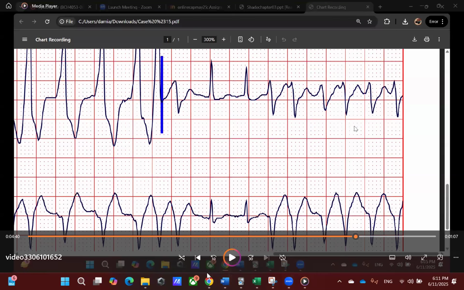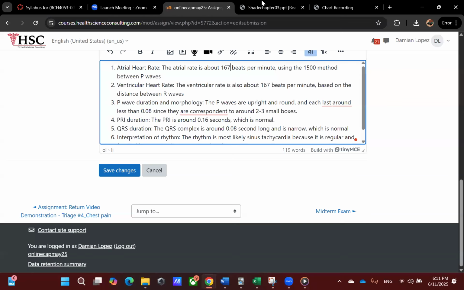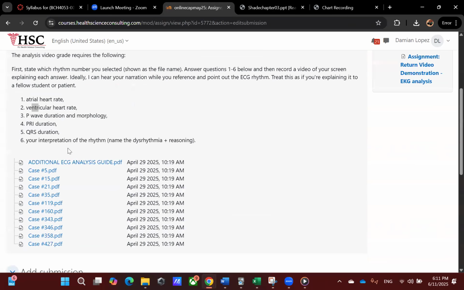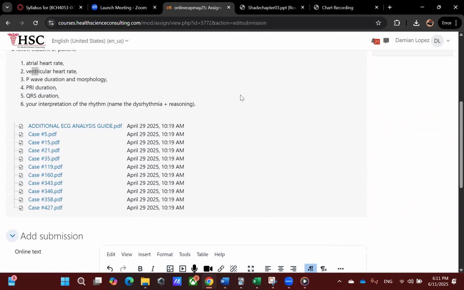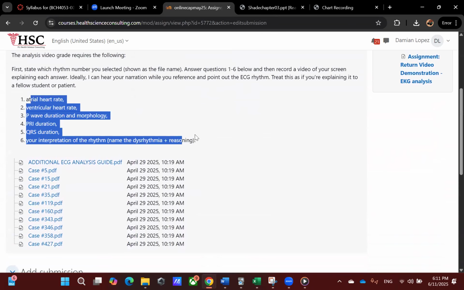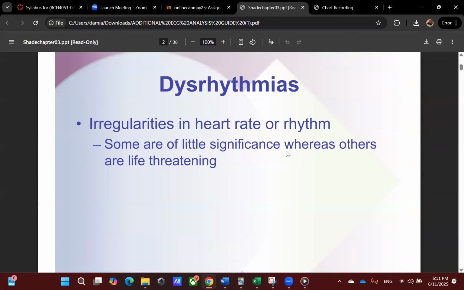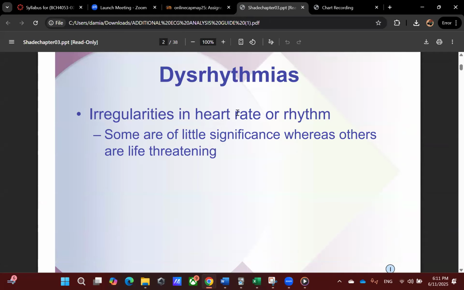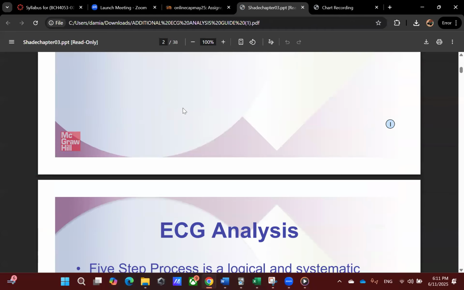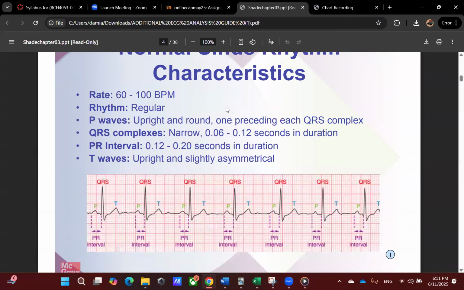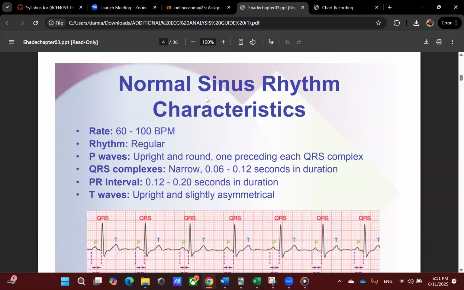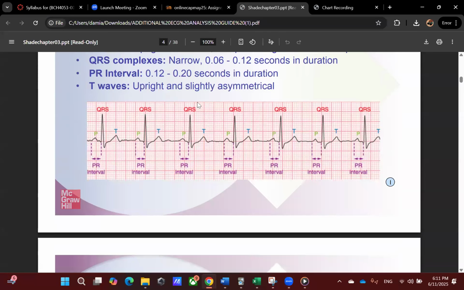Let me hide the settings here. For this analysis, I utilized the information in the guide, and I also used case 15 specifically. I'll show you how I answered the six questions, and I'll give you a little bit of background. Here, we calculated the different heart rates, utilizing the information here for EKG analysis: definition of dysrhythmia, normal sinus rhythm characteristics, etc. Here you can see the P, the QRS complex, and then the T with a PR interval.